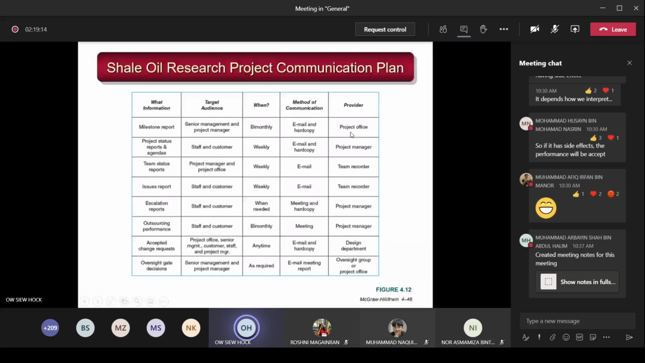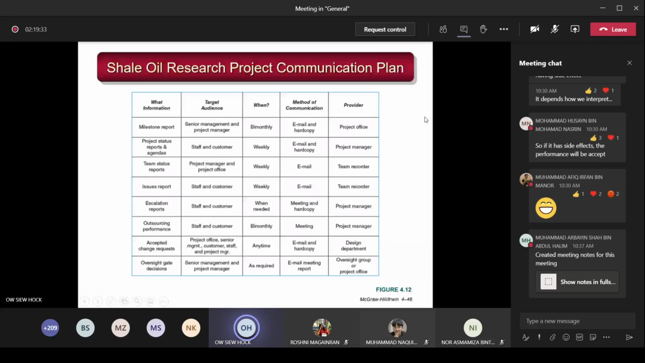The project status report and agendas: who are you going to send to? The staff and the customer. When? Weekly, every week I have to send. The method is email and hard copy. Who is in charge of this? The project manager is going to provide the report. You understand? So this is called the project communication plan.